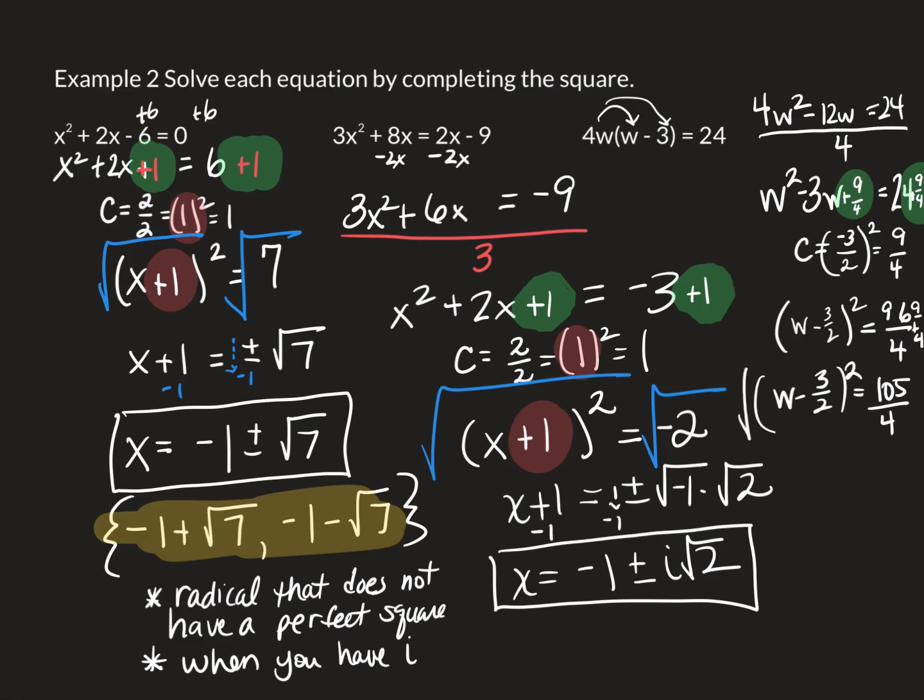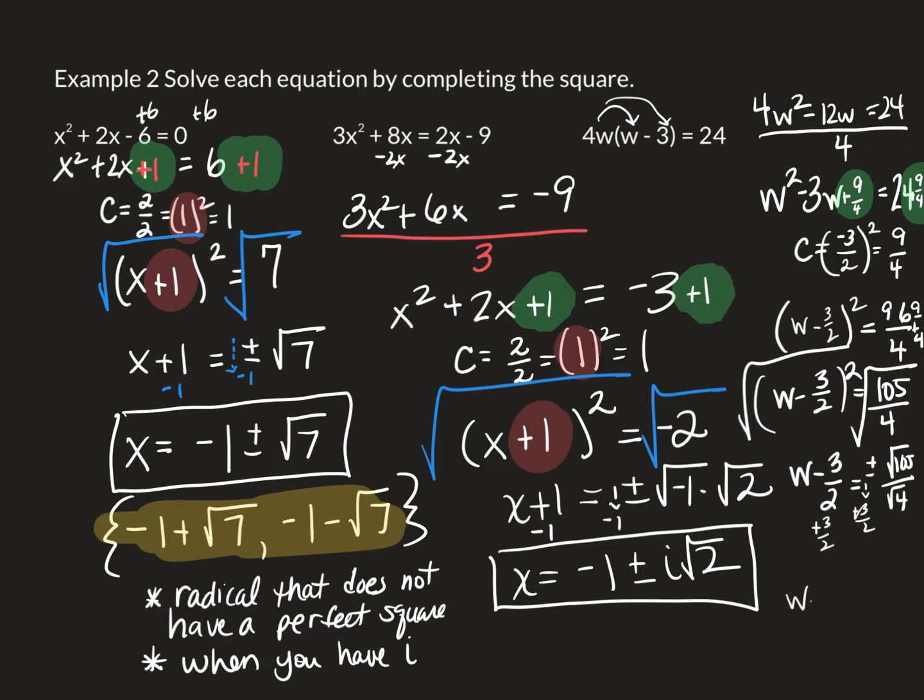Now I'm going to take the square root of both sides. This is why you don't want a decimal, because you'll not be able to get this exact answer. So I'll have w minus 3 over 2 equals plus or minus the square root of 105 over the square root of 4. So you break up those radicals into 2. And then I'm going to add 3 over 2 to both sides and simplify at the same time.